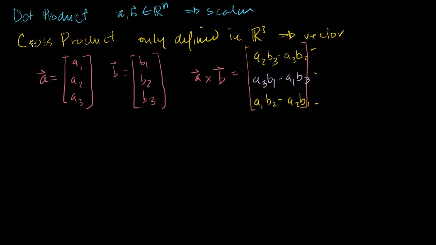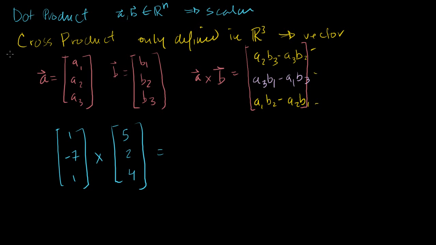So let me do a couple of examples with you, just so you get the hang of our definition of the cross product in R3. So let's say I'm crossing the vector 1, minus 7, and 1 with the vector 5, 2, 4. So this is going to be equal to a third vector.